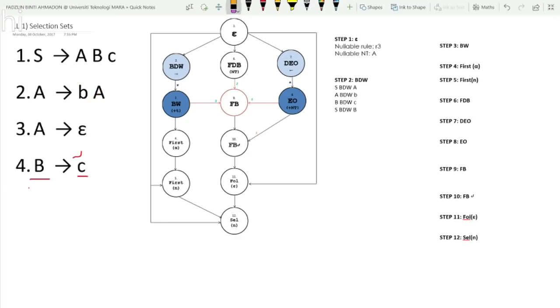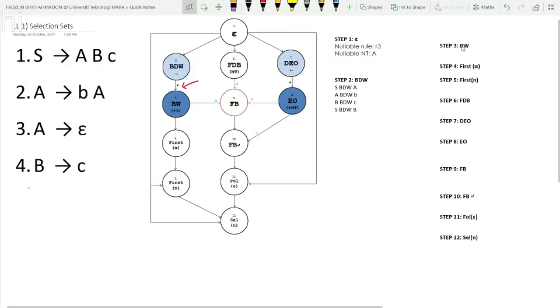Okay, once we are done with BDW, we can move to the next step, which is BW. So, BW is actually a reflexive transitive closure of the second step. That is why if you look at our graph over here, the arrow coming in from step 2 has a star on top of it. This signifies that we need to do a reflexive transitive closure operation. Okay, so let's start with the first condition.